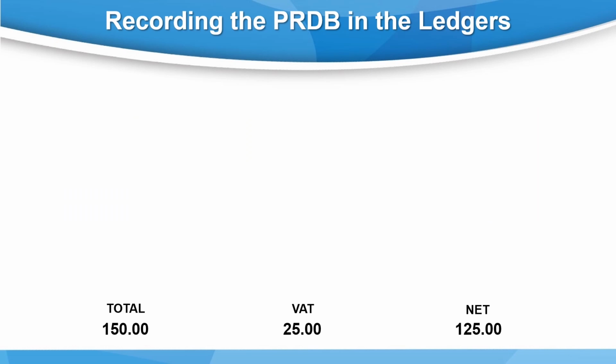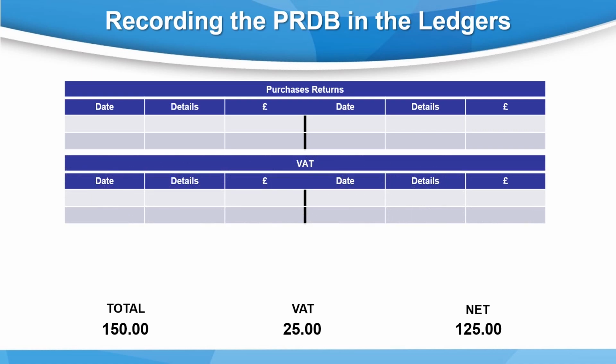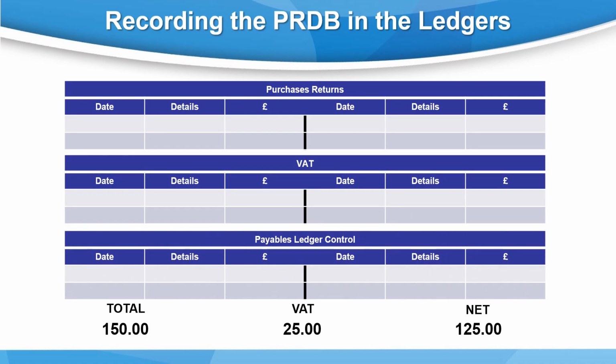Once again, we'll need 3 T accounts in the General Ledger to post these figures. This time, it'll be the Purchases Returns account, the VAT account, and the Payables Ledger Control account. As purchases are always a debit, purchases returns must therefore be a credit. Again, we use the net figure for purchases returns as we don't purchase VAT. But first, let's enter the date, here at the end of the month. In the details, where the information came from, and then the net figure as a credit in the purchases returns account.